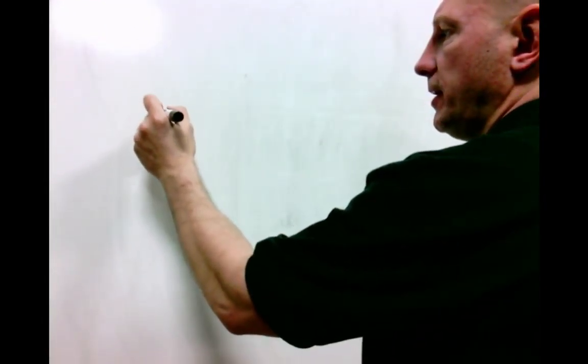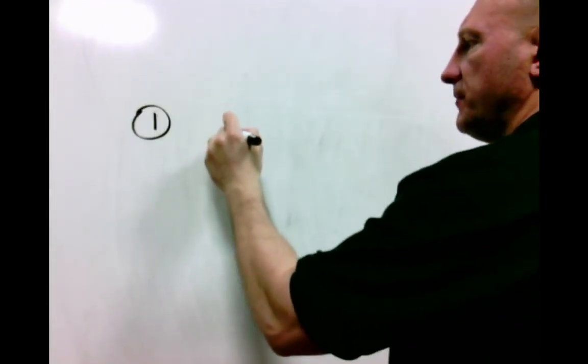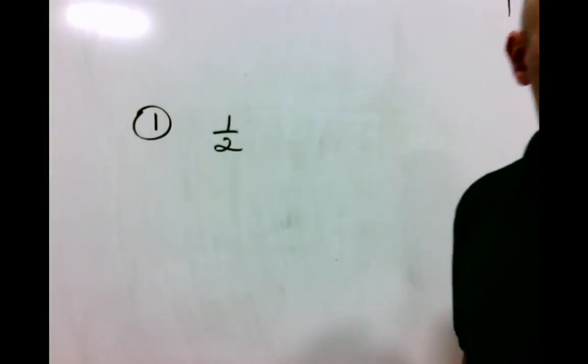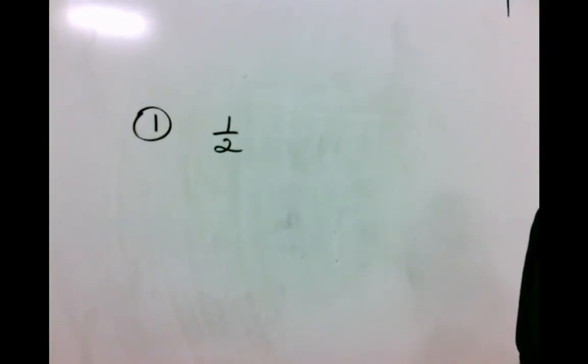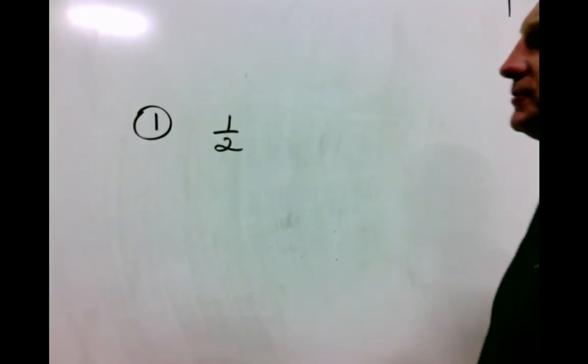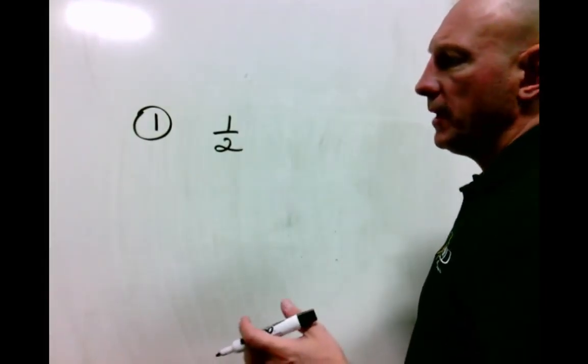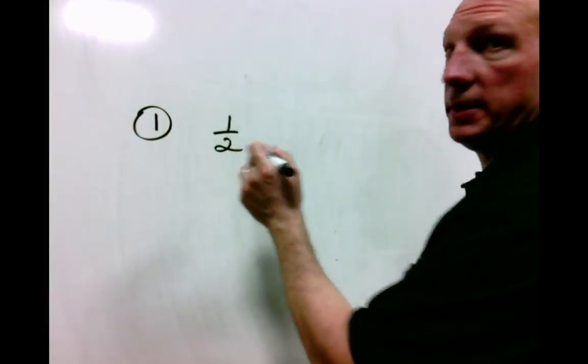Okay, so let's try number 1. Let's say I have the fraction a half. I want to try to convert this to its decimal form and its percent form. So one way to definitely convert it to a decimal.